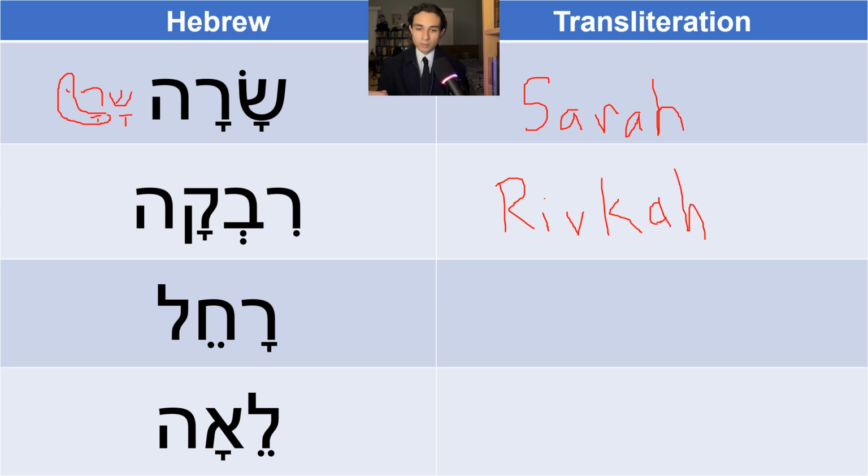Rivka. Rivka. Here too, as you're seeing, I'm getting more used to not putting an apostrophe, because it works with or without, basically. Rivka. Rivka. Next.